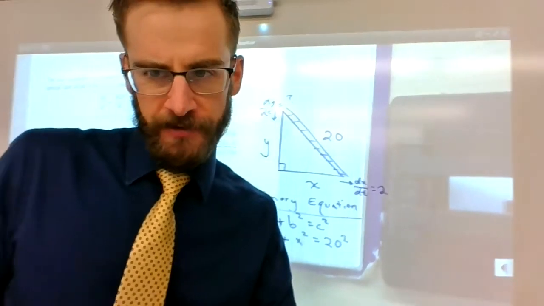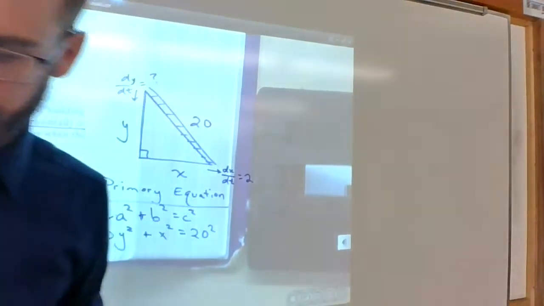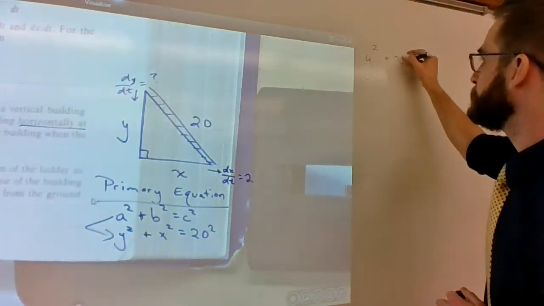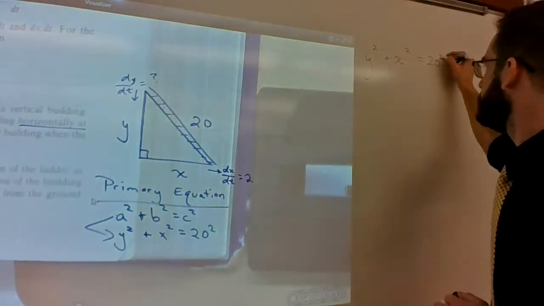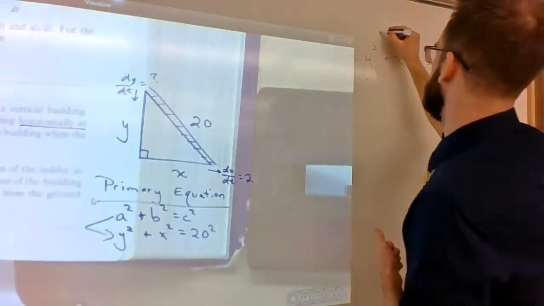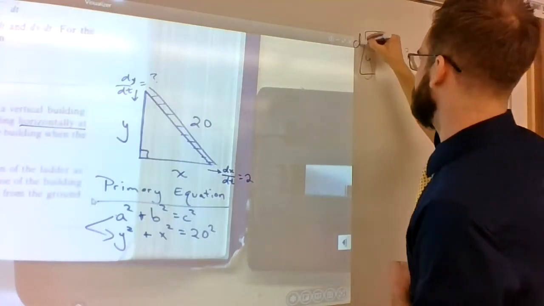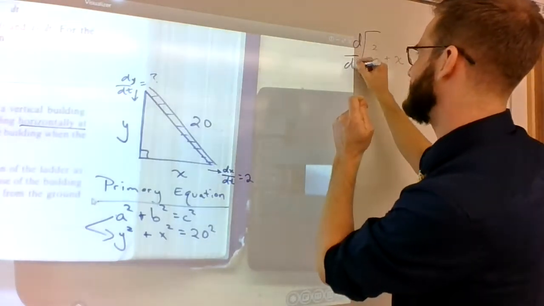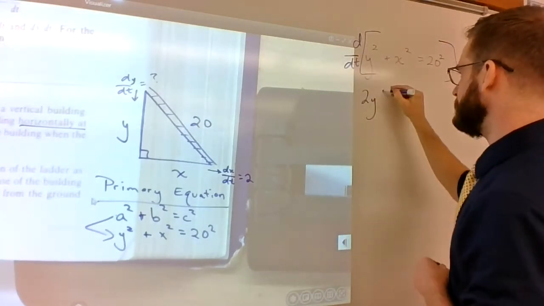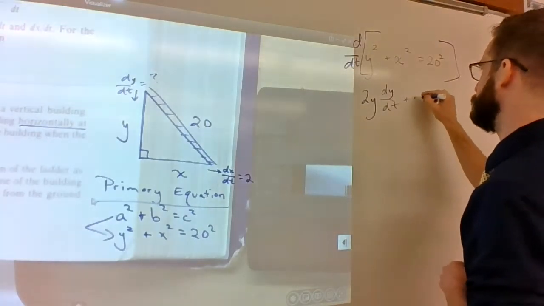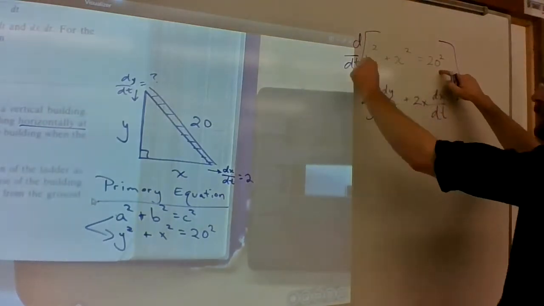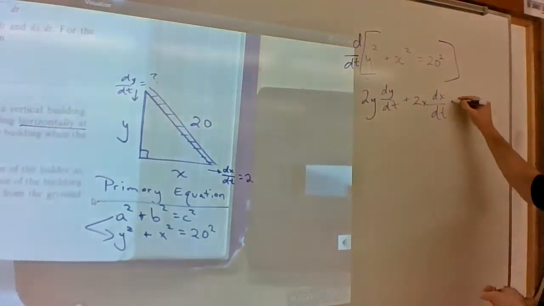So what I'm going to do is give us some room over here off to the side to really explore the space. I don't think this is working out. Let's get rid of this marker. So I'm going to take the derivative of all of this with respect to time. So that's going to be 2y dy dt plus 2x dx dt. And then when you take the derivative of 20 squared with respect to t, that's a constant. It's going to zero itself out.